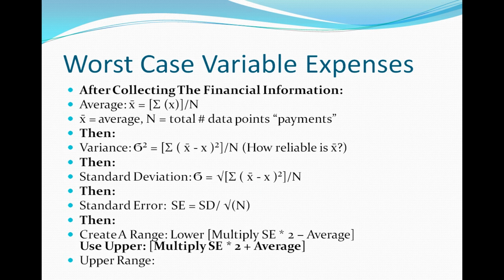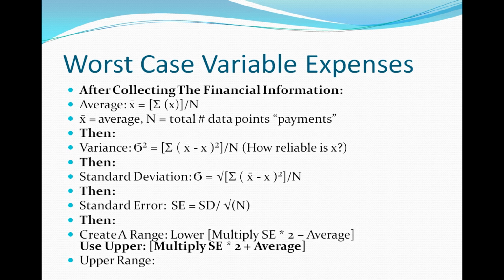So just so you guys know, this is everything. After you have all of the financial information, you're going to take the average for each individual payment, and then you're going to take the variance to see how reliable it is. And if it's not reliable, then you're going to take the standard deviation and then find the standard error. You're going to create the range, and remembering how we created the range before.